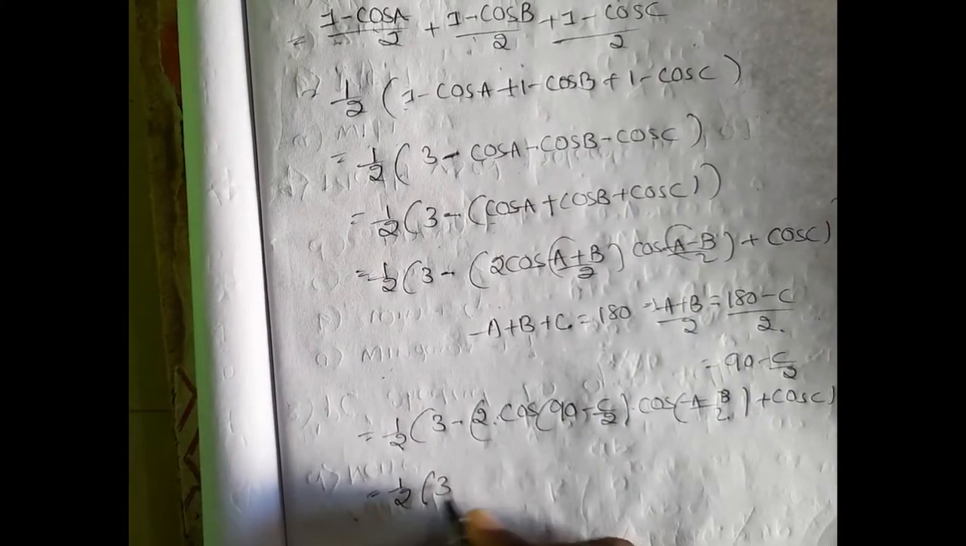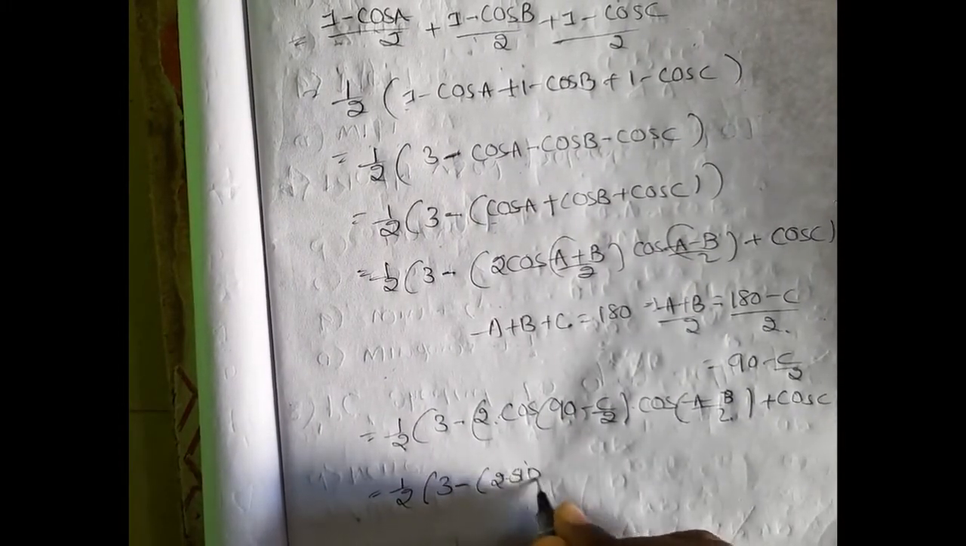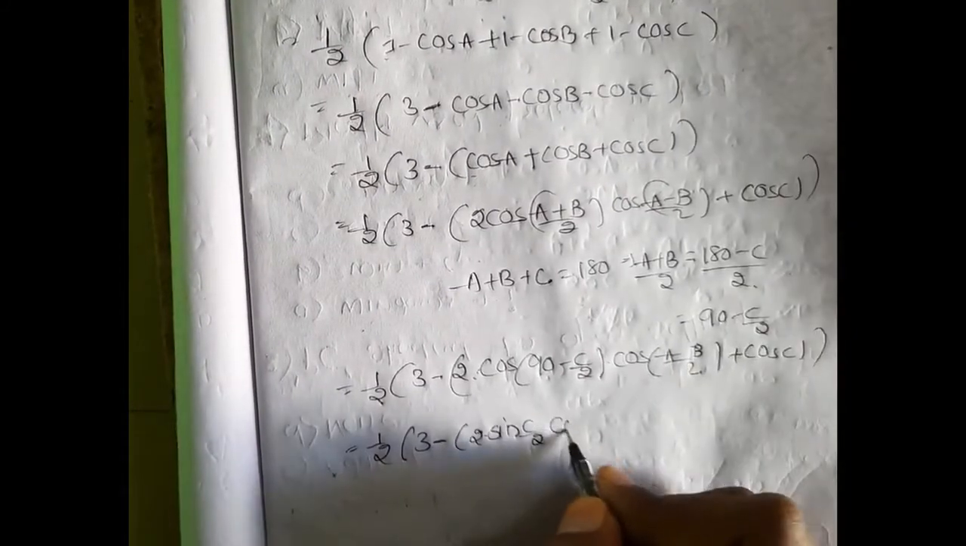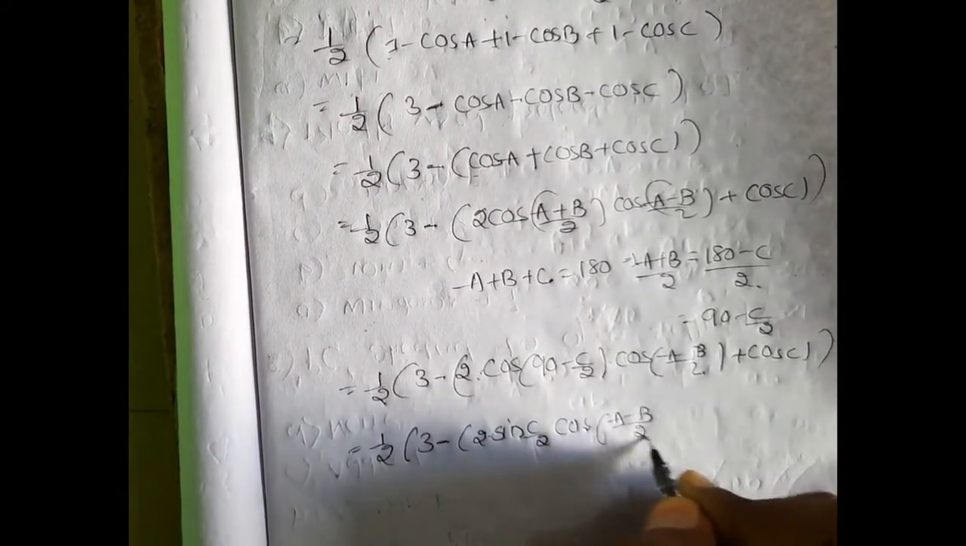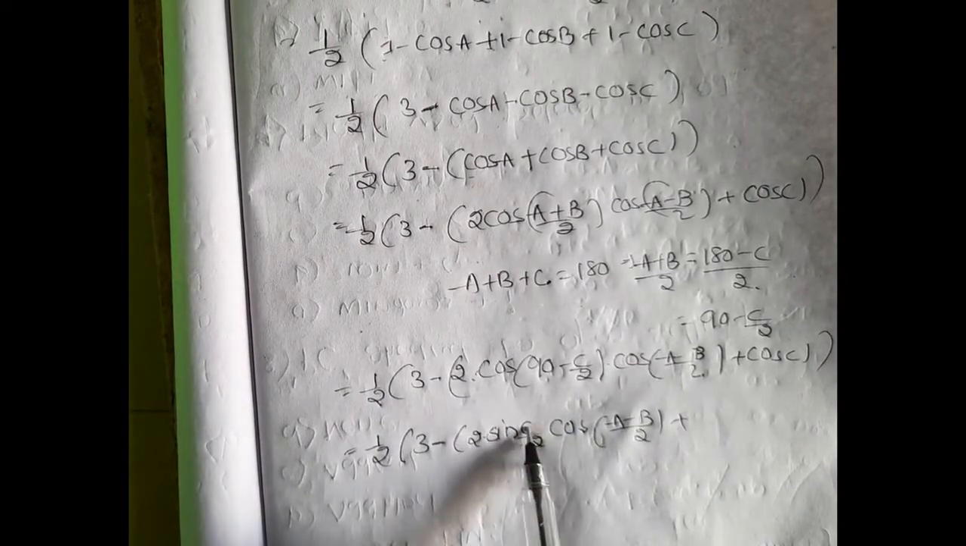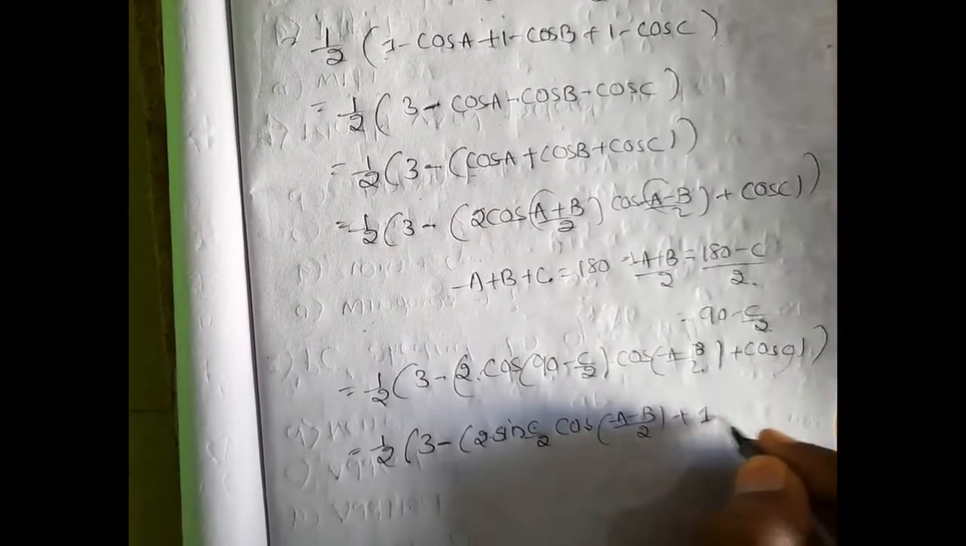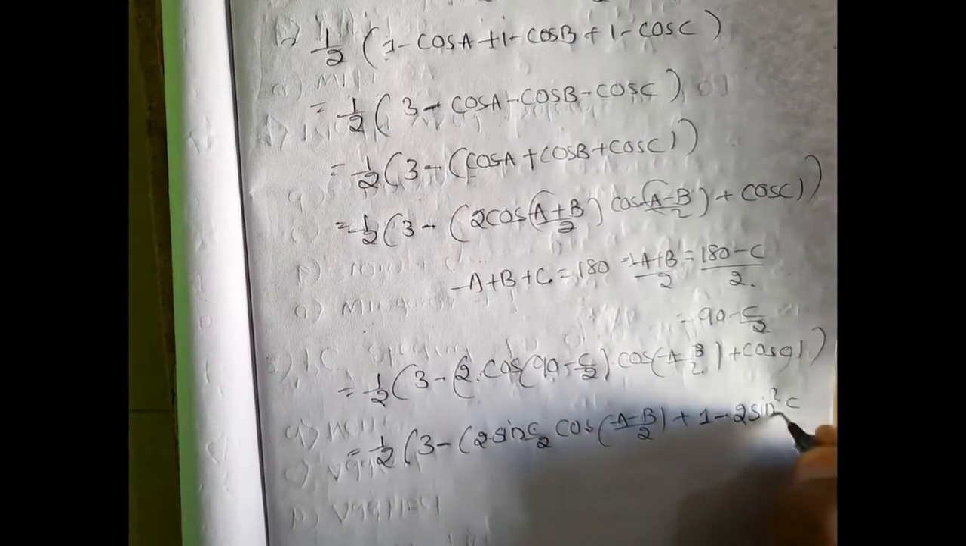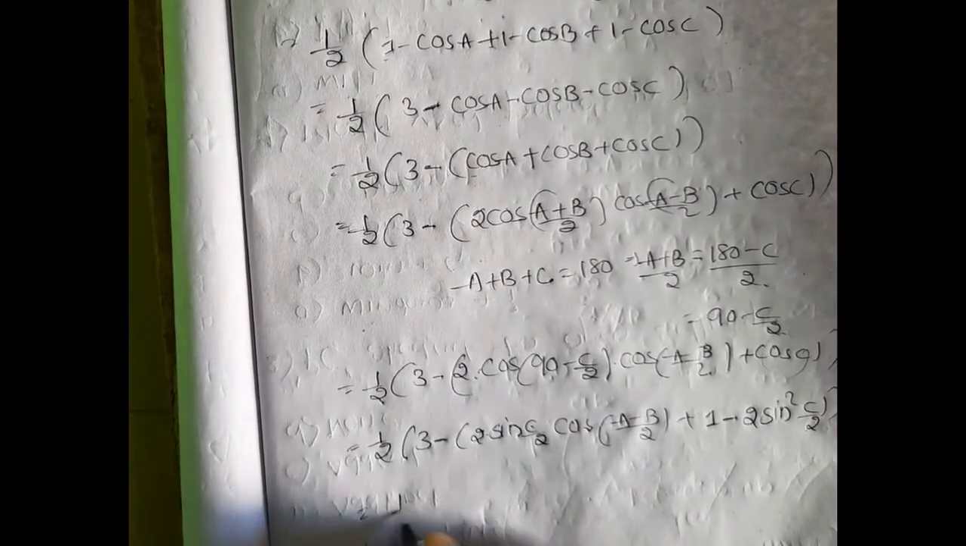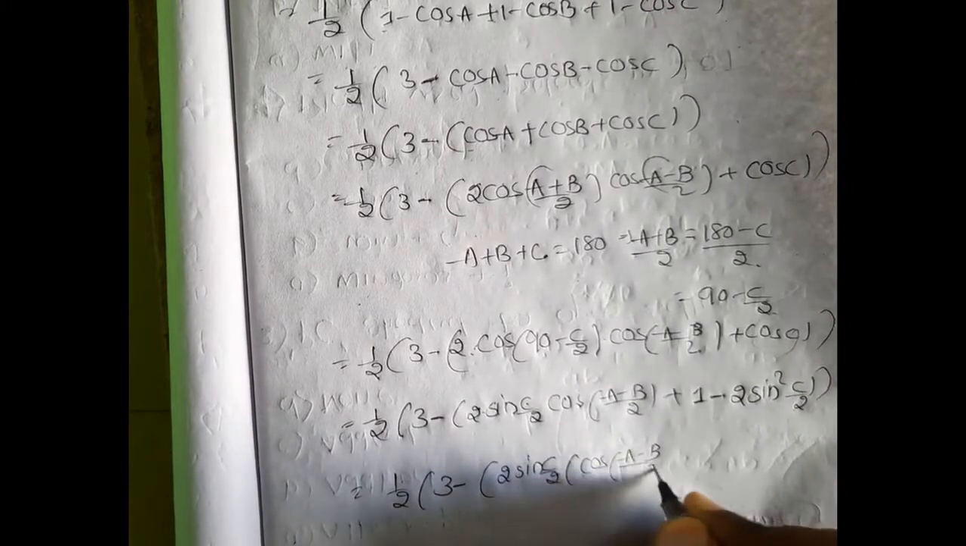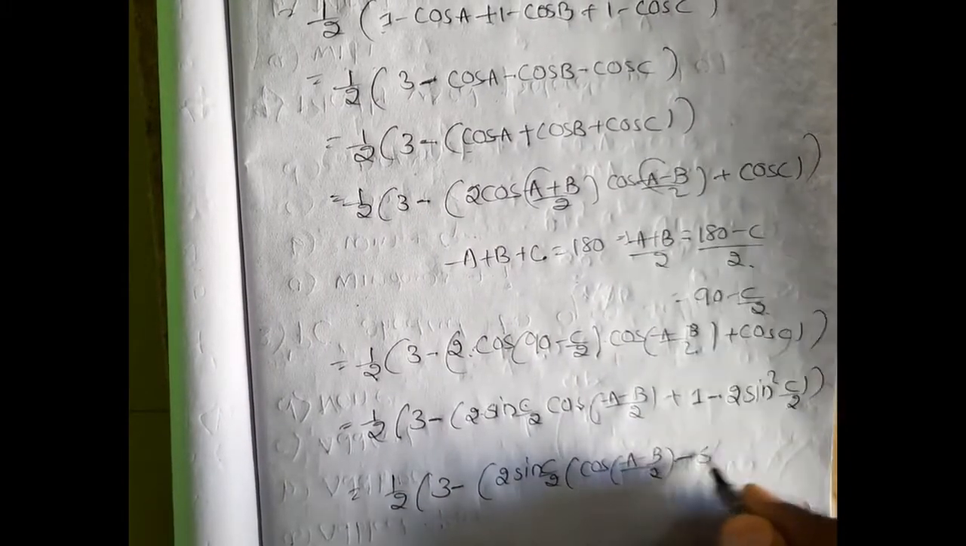1 by 2, 3 minus 2 sin c by 2, cos a minus b by 2. Here we have it in terms of sine, so we should write the cos c formula in terms of sine. What is that? 1 minus 2 sin square c by 2. So 1 by 2, 3 minus 2 sin c by 2, taking common, cos a minus b by 2 minus sin c by 2 plus 1. So now 1 by 2, 3 minus 2 sin c by 2.